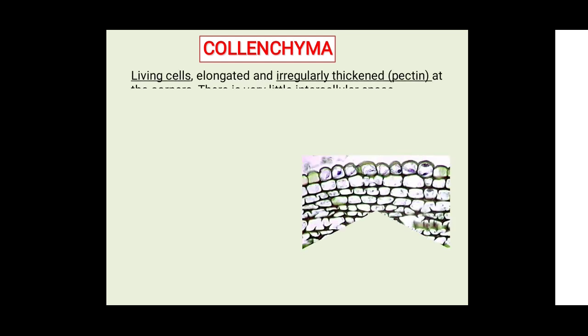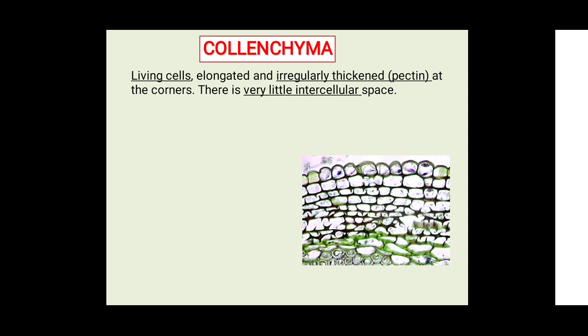Then we come to quickly the collenchyma. You don't have to draw this tissue, it is just for revision and for comparison. So if you see, these are also living cells, but they are elongated and they are irregularly thickened. That means only at certain points at the corners they have certain additional material, and that material is pectin, and it is normally filling up all the intercellular spaces, so there are hardly any intercellular spaces.